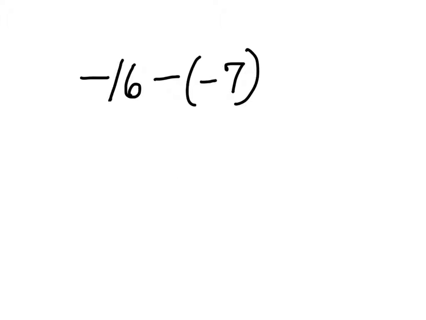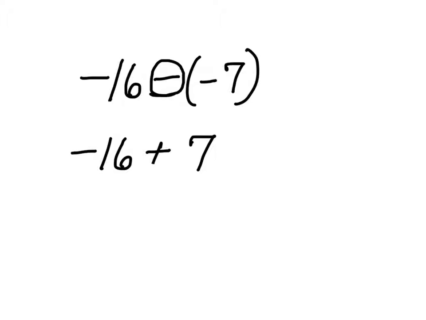Now let's go ahead and look at another problem. Negative 16 minus negative 7. Once again, our operation here is subtraction. So we can rewrite this as an addition problem. We never change the first number, so it stays negative 16. And the opposite of minus is adding. The opposite of negative 7 is positive 7.